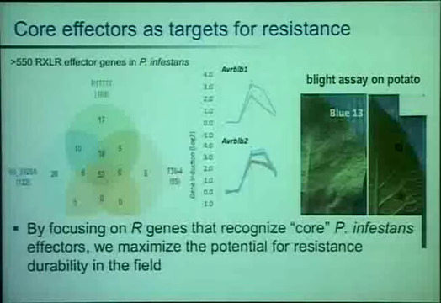I don't know the answer to that, but certainly I know that if we eliminate these guys, if we don't consider the genes that are recognizing the dispensable effectors, if you like, we will maximize our ability to maximize the potential for durability in the field. So I think the approach here is more filtering out the R genes that clearly don't work and don't last.